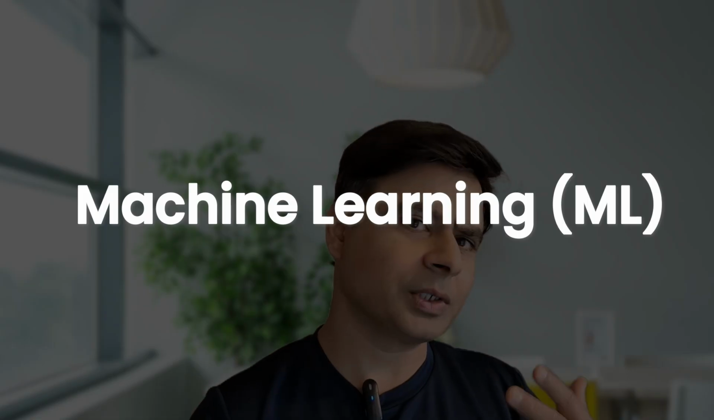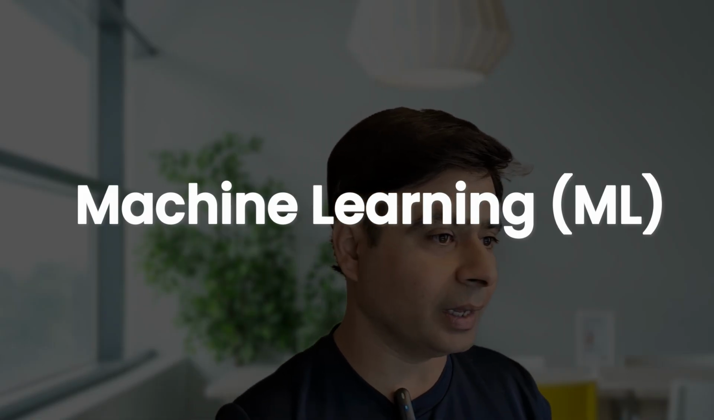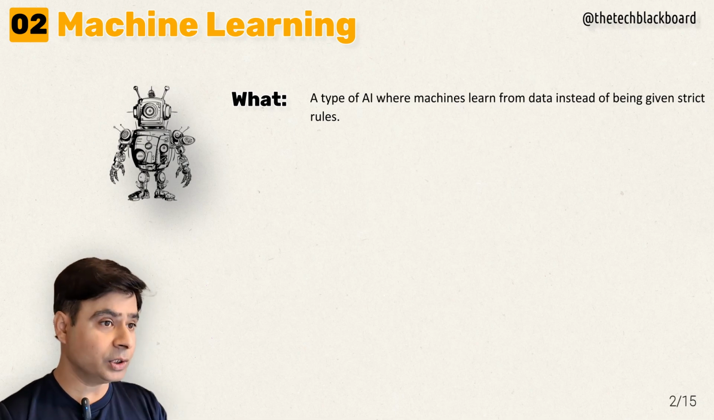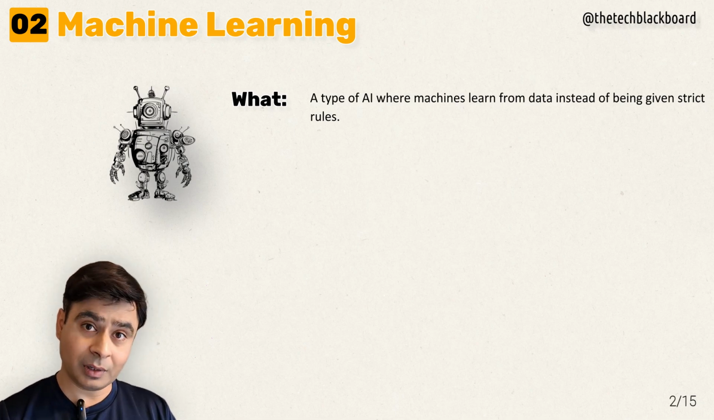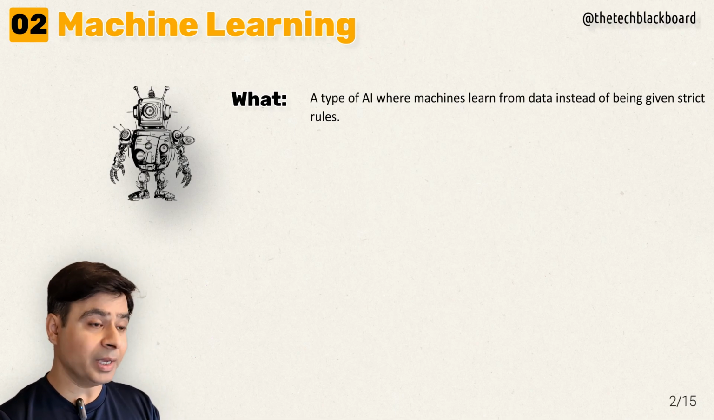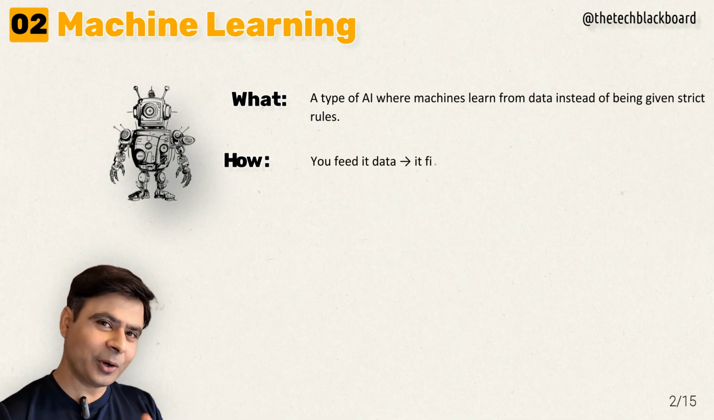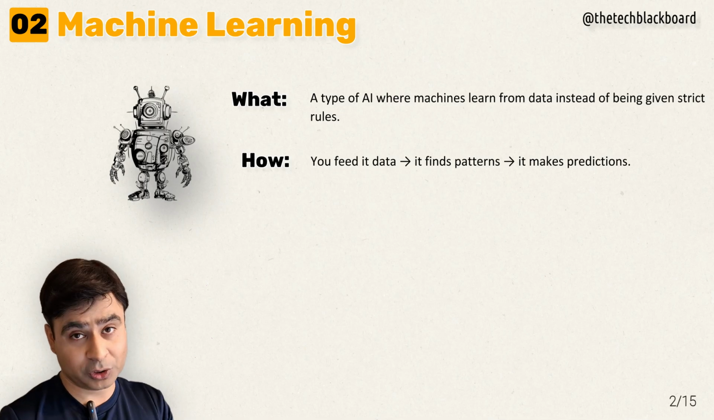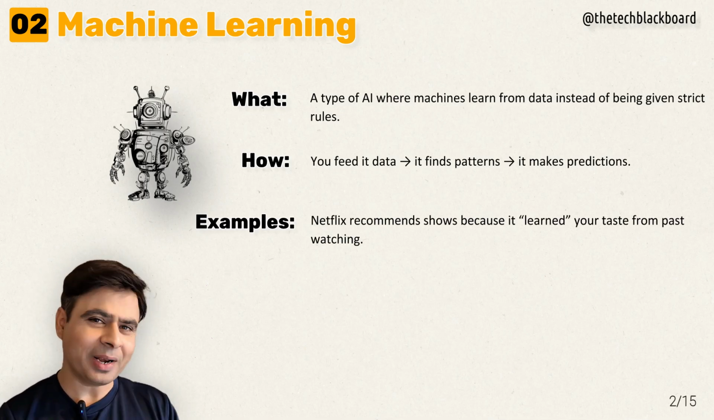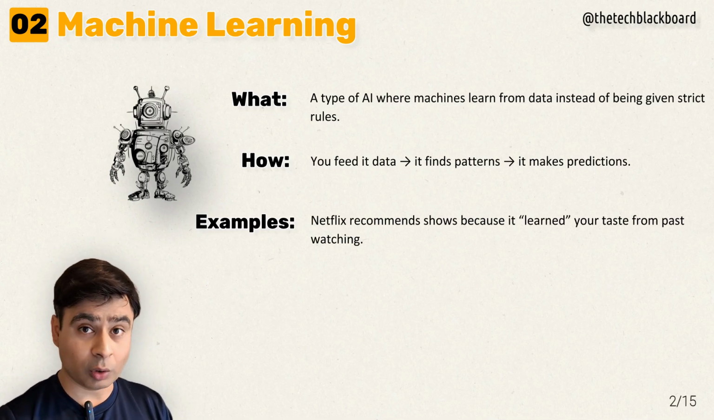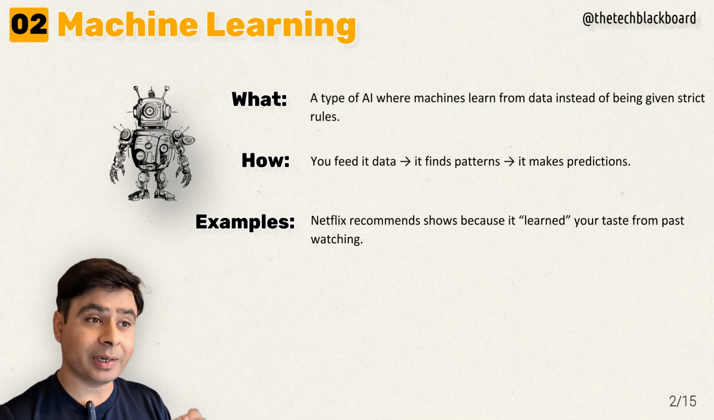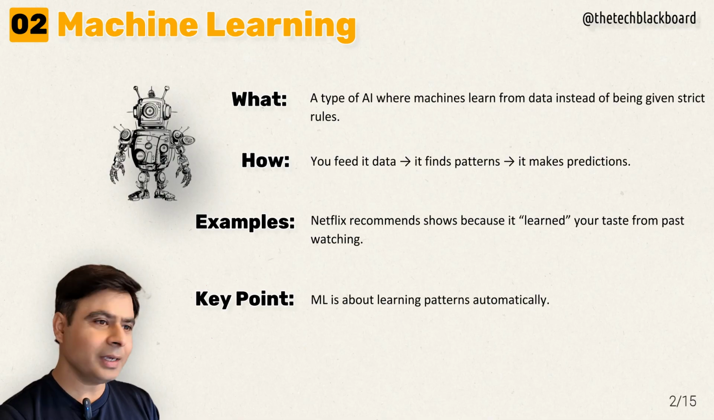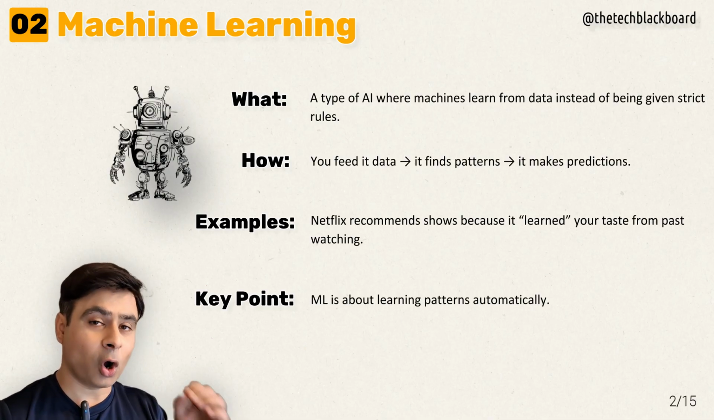Let's understand our second term, and that is machine learning. In simple words, machine learning is a type of artificial intelligence where the machine learns from the data instead of being given strict rules. And how does it work? Well, you feed in the data, it identifies the patterns and makes some predictions. And what can be the examples? Well, Netflix recommends you the shows or the movies because it learned your taste based on your previous watch. And what is the key point? Machine learning is about learning the patterns automatically.